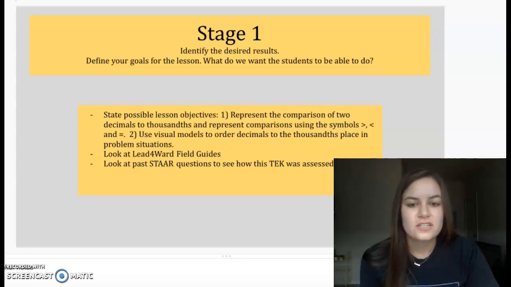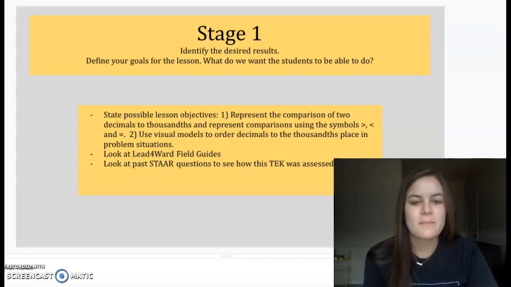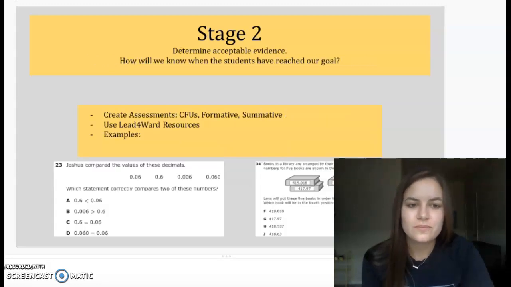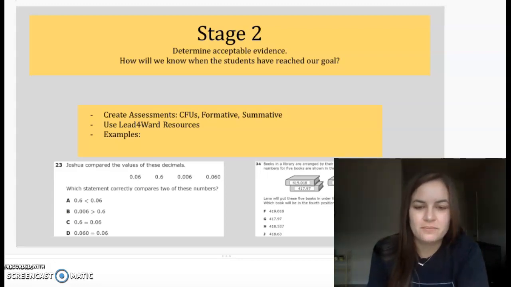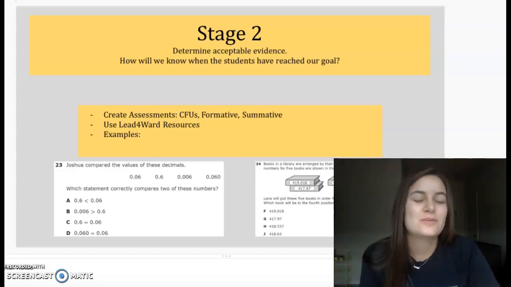Then next, you're going to look at your lead forward field guides that we have, and we're going to also look at past STAAR questions to see how this TEKS was asked on the STAAR test. So that's all in stage 1. We need to determine what the goal is. Then we look at stage 2. We need to determine acceptable evidence for this goal. How will we know when our students have reached it? So this is where we go and we create our assessments with our grade level team.